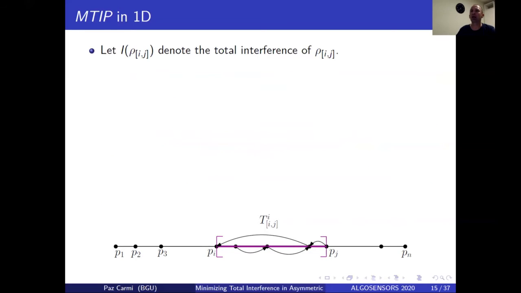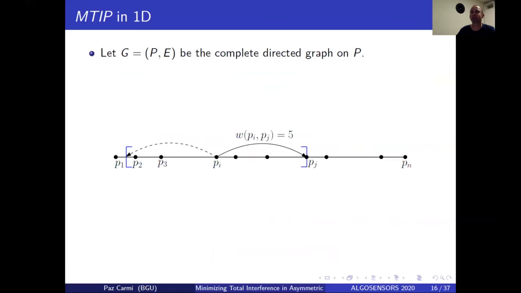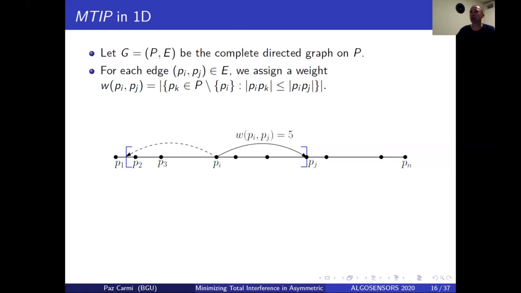Okay, let I rho ij denote the total interference of rho ij. Rho ij is an optimal range assignment to the points of Pij if and only if the interference of rho ij is minimized. Let G, composed of the set of points P and the set of edges E, be the complete directed graph on P. For each edge Pij in E, we assign a weight. The weight of Pij is all the points that lie in the disk centered at Pi of radius Pij. Let's see in this example, the disk is a 1D disk, and we can see the disk centered at Pi of radius Pj, and all the points that lie inside this disk, which is 1, 2, 3, 4, 5, this is the weight of the edge Pi Pj. In this case, it's 5.